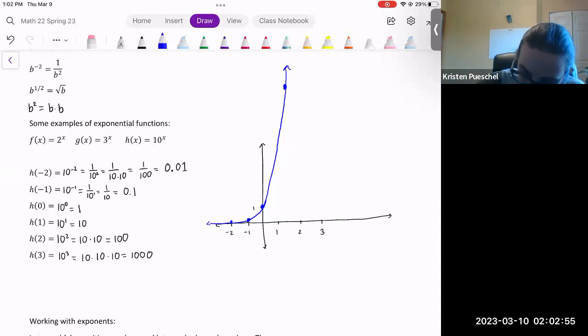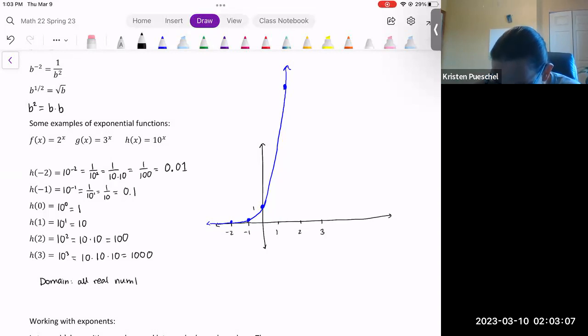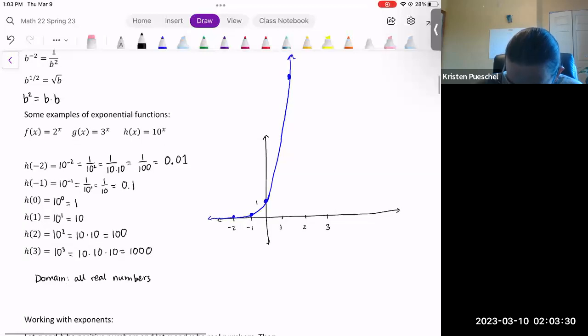A couple of things we can note here. The domain is going to be all real numbers. So it's easy for us to see how we could put whole numbers in. But it's also possible to graph any fractional power. And basically, we'll just fill in all of the other points. Once we have the fractional powers, this gives us the whole graph. And then the range. I'd like you to take a look at this graph for a good long minute.